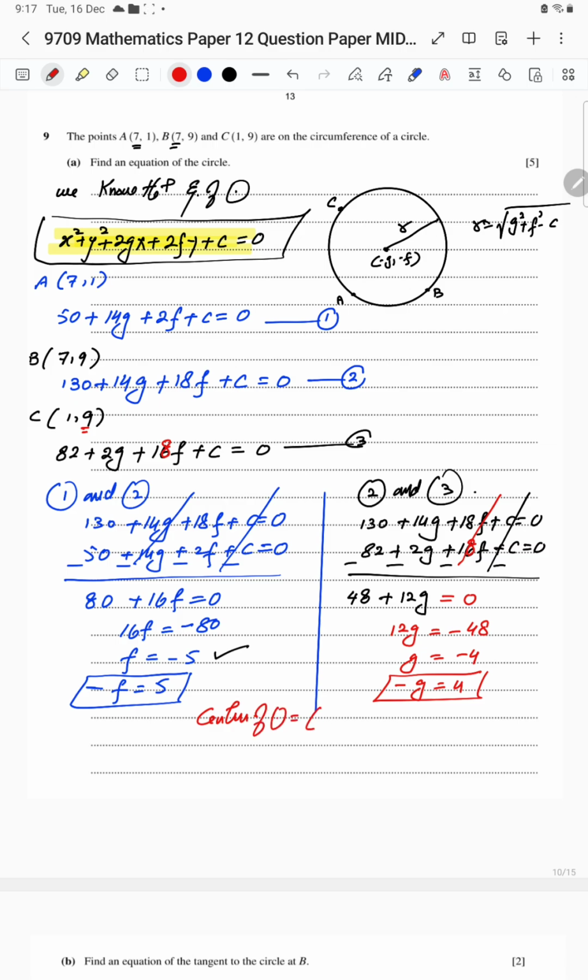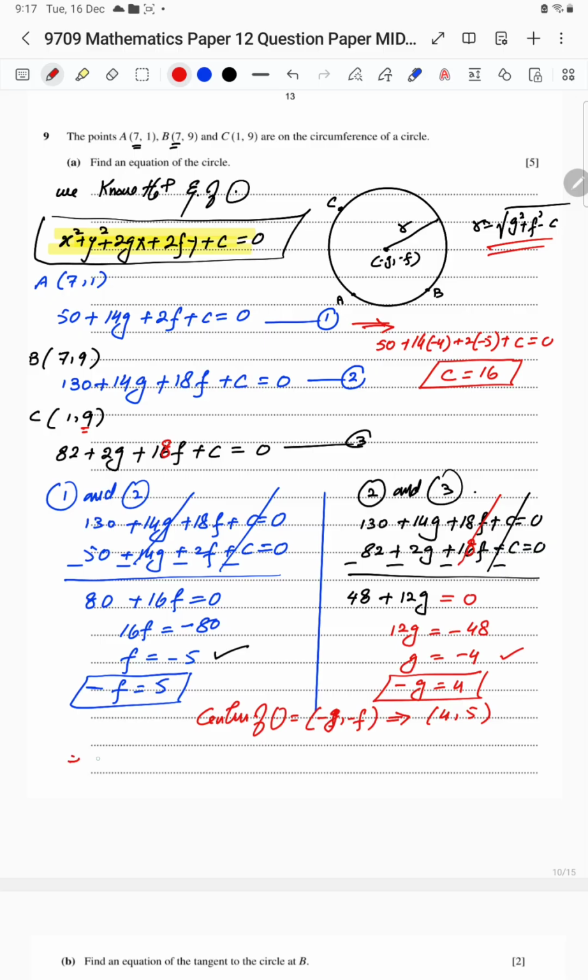of circle will be minus g comma minus f, that will be 4 comma 5, and we have to find the radius as well. So r will be from here, and c, still we have to find c. To find c, you can replace the values of g and f in any one of the equations. Say here in 1, 50 plus 14 times g is minus 4 plus 2 times f is minus 5 plus c equal to 0. So do it on calculator, and you will see this c comes to be 16.